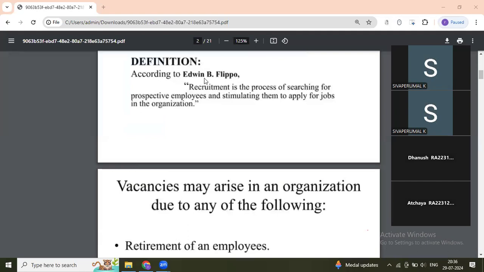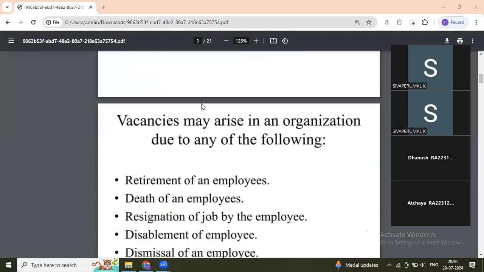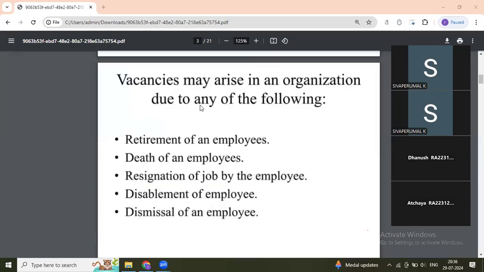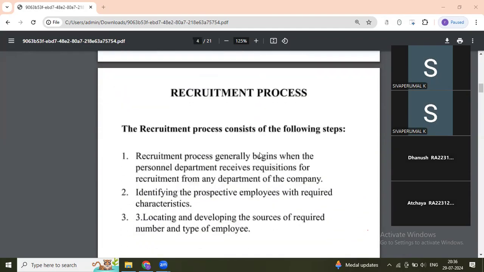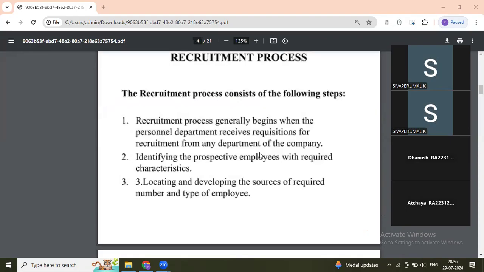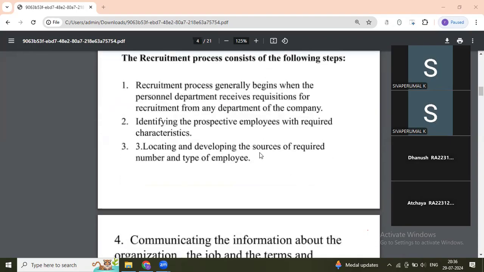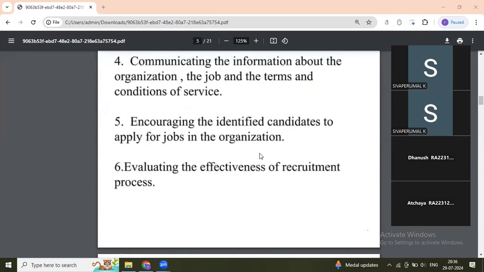Edwin Flippo also gives some definitions. Due to some reasons, the company creates vacancies. The reasons are retirement, death, resignation, disability, and dismissal. And additionally, if the company is a new company, it will also have some vacancies, right? Some process will be there. The recruitment process, we have already seen that.